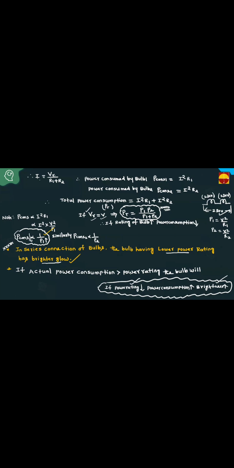If actual power consumption is greater than power rating, students, the bulb will blow the fuse. That's why the power consumption must always be less than the power rating. If the actual power consumption is greater than the power rating, the bulb will blow the fuse. Clear? Always the power consumption must be less than the power rating. Otherwise, it will be damaged.